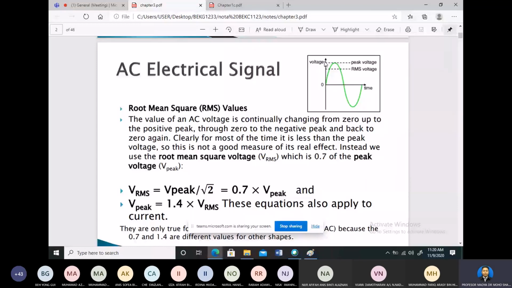Actually, this equation also applies to the current, so the current will be the same. That is the formula to calculate the VRMS or the V peak. So the formula for VRMS equals 0.7 multiplied by V peak.